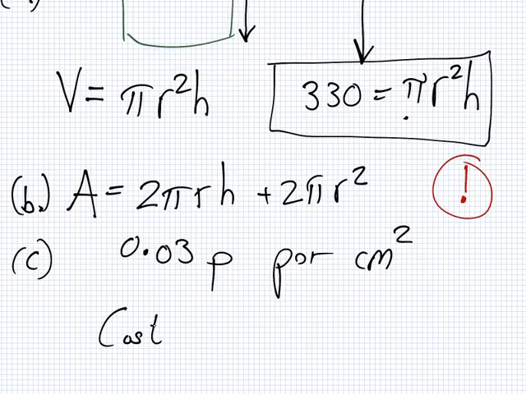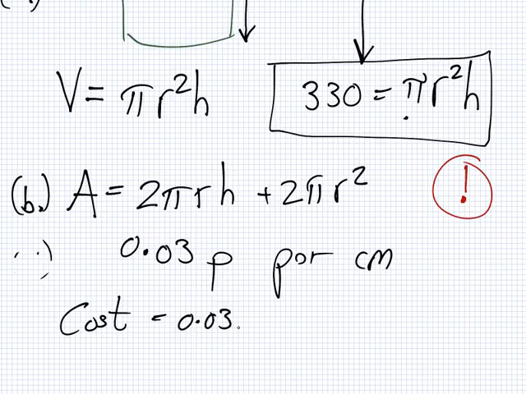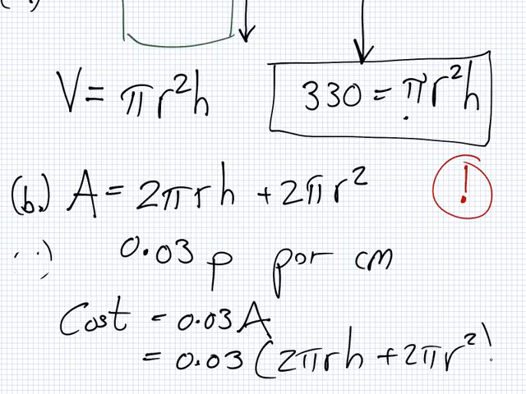So the total cost will be 0.03 times A. Is this what you mean here? Oh, sorry, I didn't finish. I get what you're saying. Sorry, I'm moving a little bit too fast. I'm actually finishing the B part here. So for the B part here, the cost equals 0.03A, which will be 0.03 times 2 pi r h plus 2 pi r squared. Okay, so that's the end of the B part.